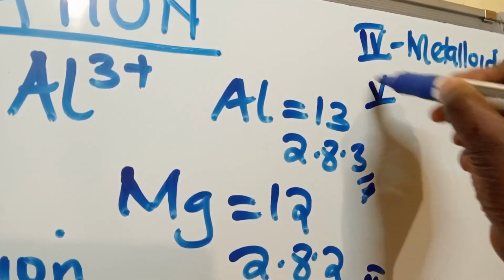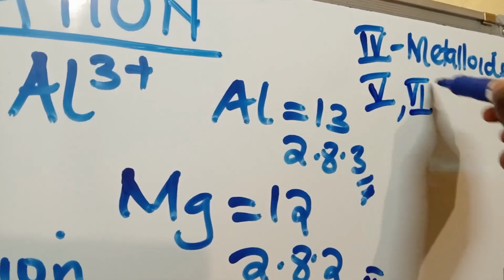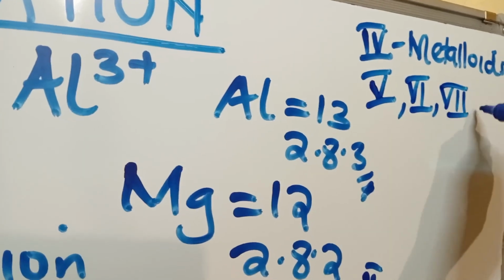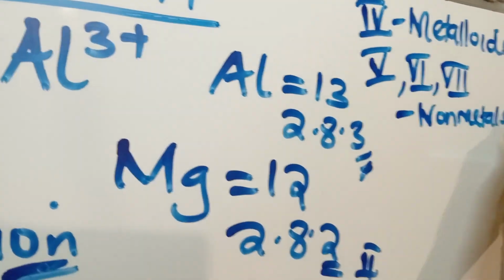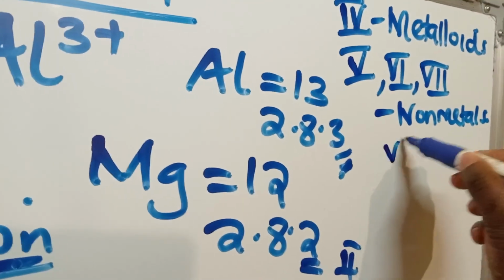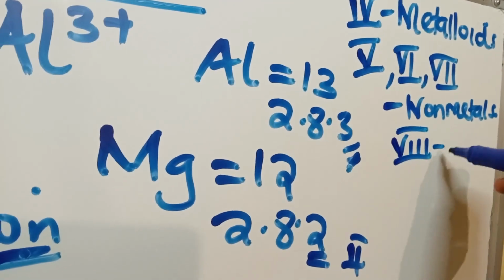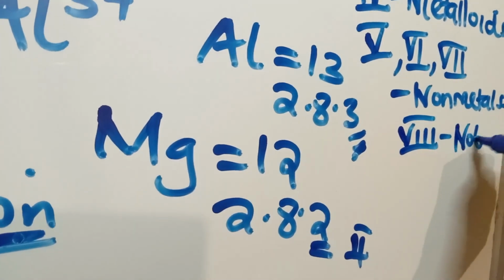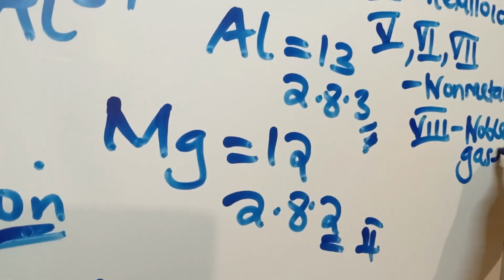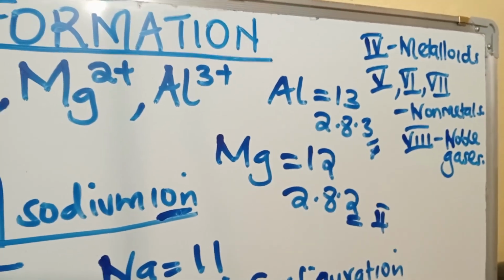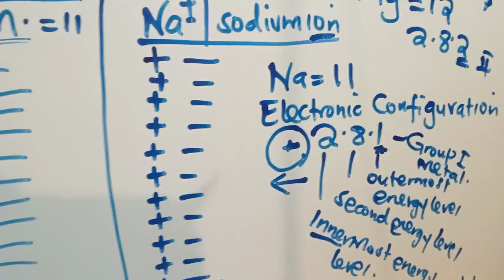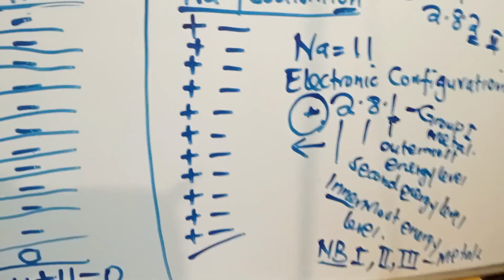Elements in group 5, group 6, and group 7 are non-metals. And then of course elements in group 8 are stable, they are the noble gases. So that is also something that is very important for you to note at this point. So we go back to sodium.